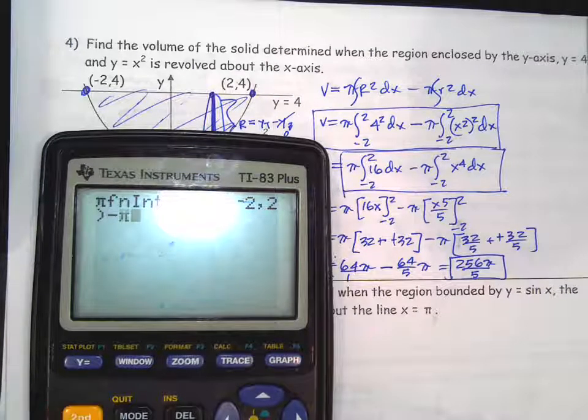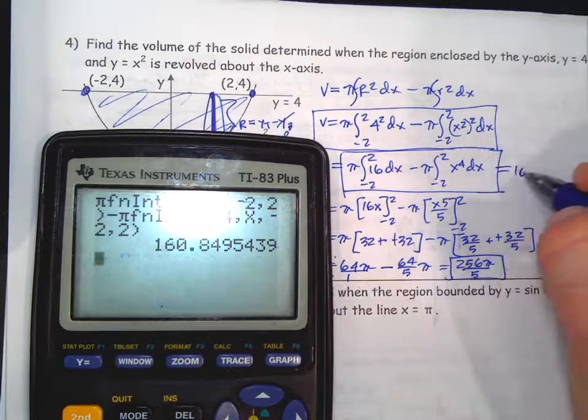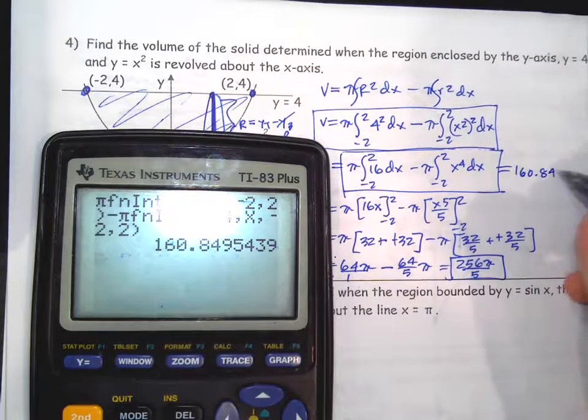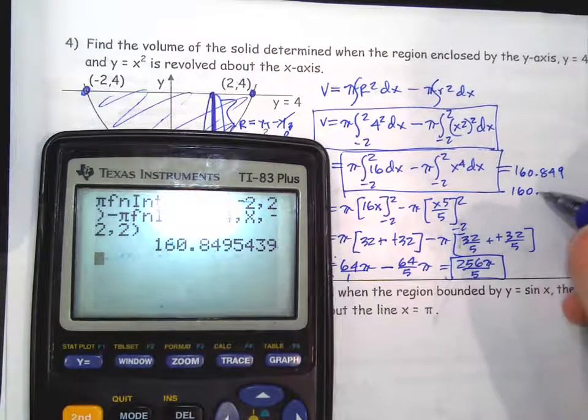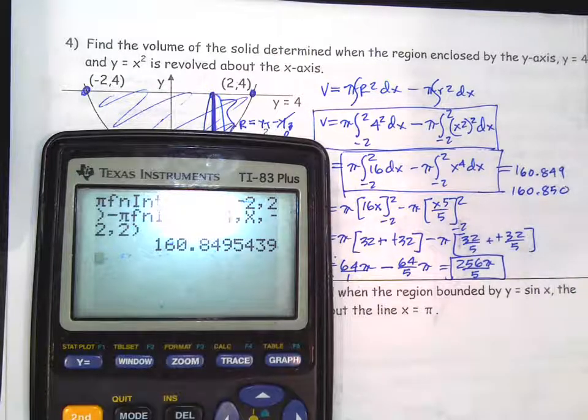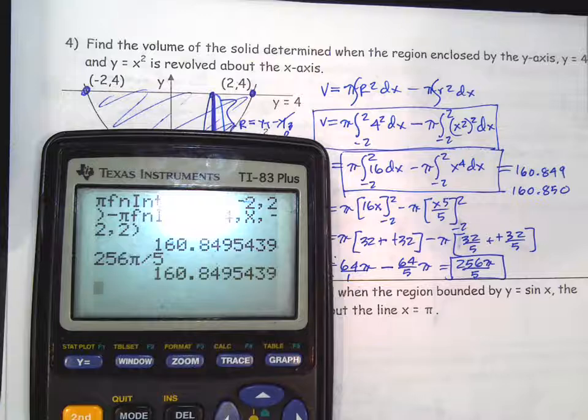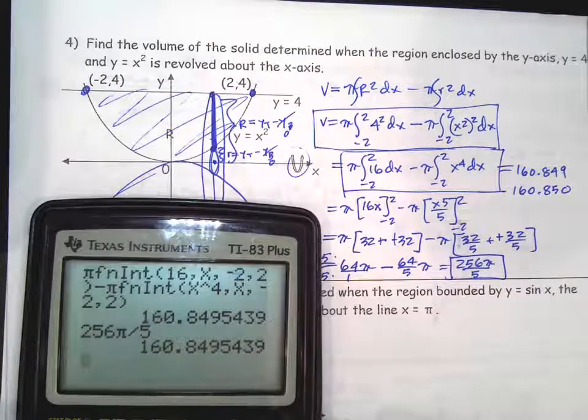Minus pi, math 9, x to the 4th, comma, x, comma, -2, comma, 2. And we get 160.849 or 160.850. 256 pi over 5 is the same thing. All right.